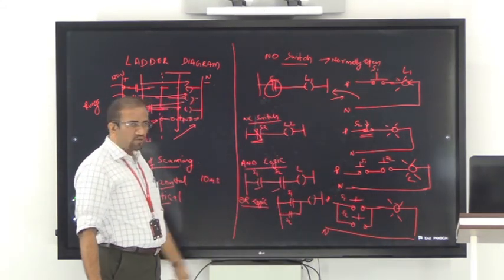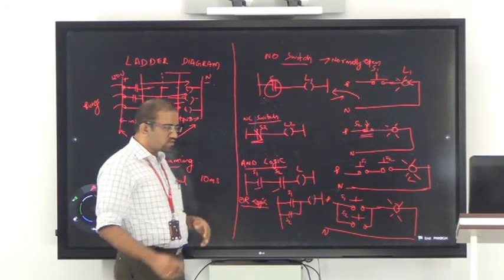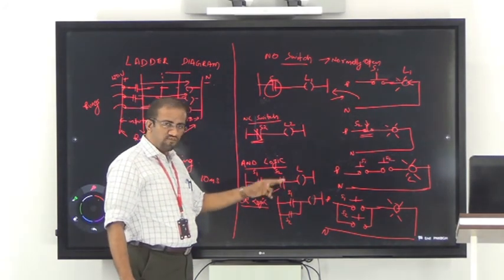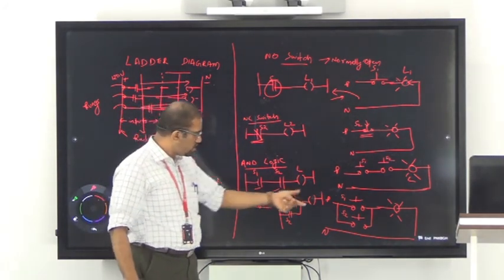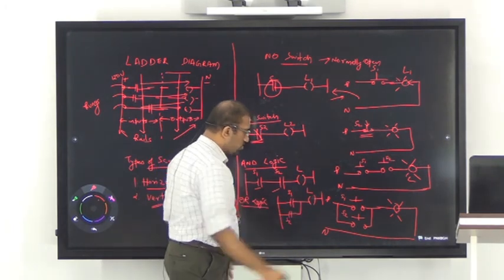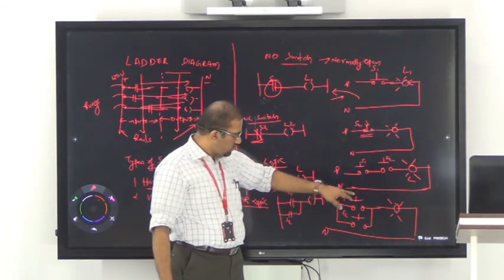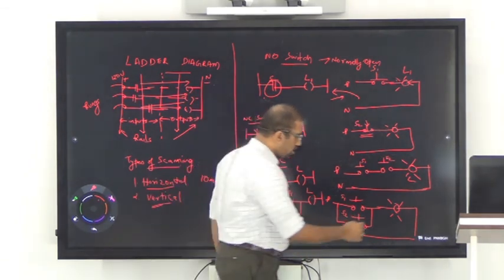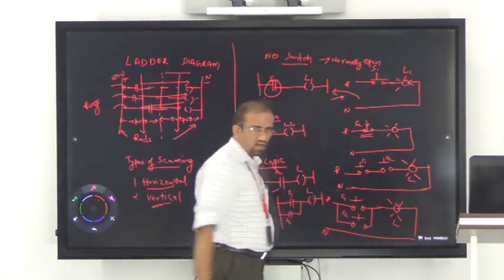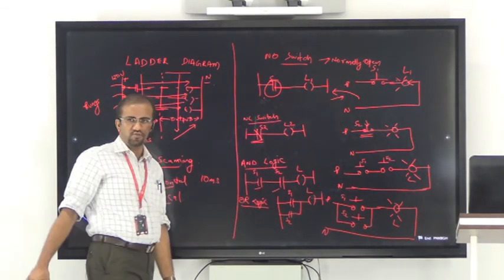Now coming to the OR logic. In the case of OR logic, if any one of the switches is on, light L is on. If you are drawing the diagram, if S1 or S2 is on, then light will be on.